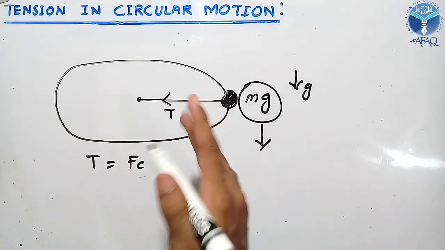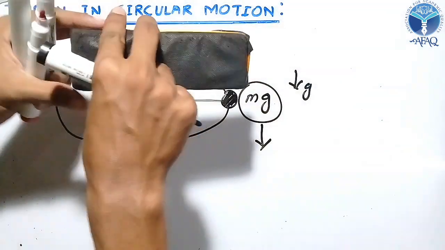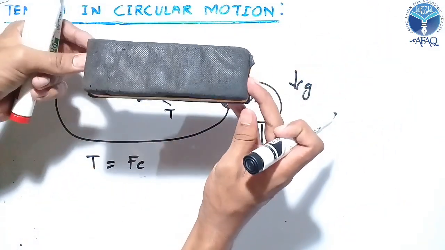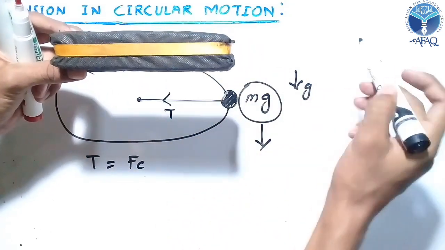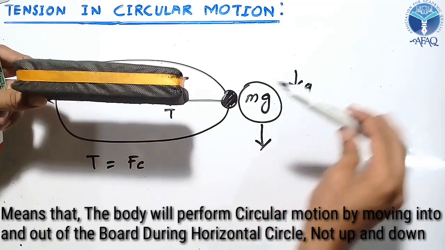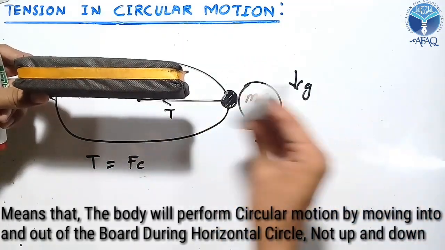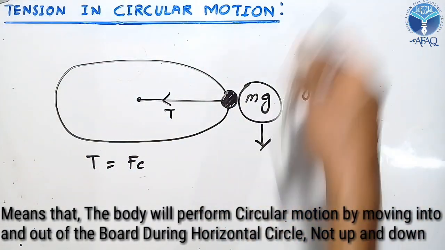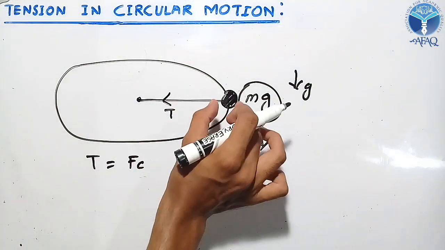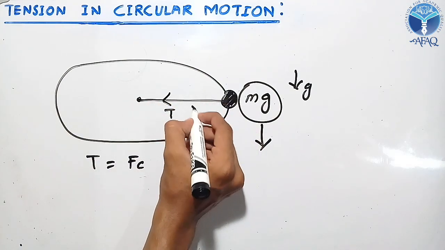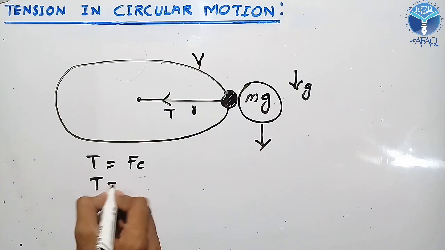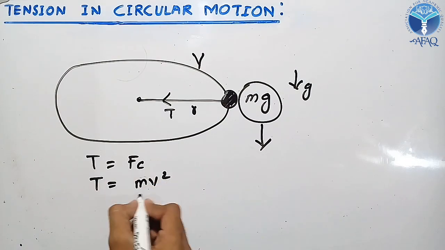But the circle is not like this. Consider this is a circle. Basically this circle is like this, and you can see that the body will move like this. Here the centripetal force compels this body to move in a circle of radius r with a velocity v. So I can write here that the tension is equal to mv square over r.